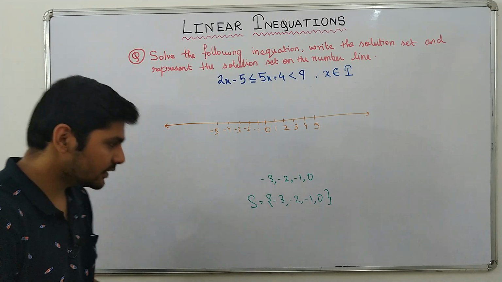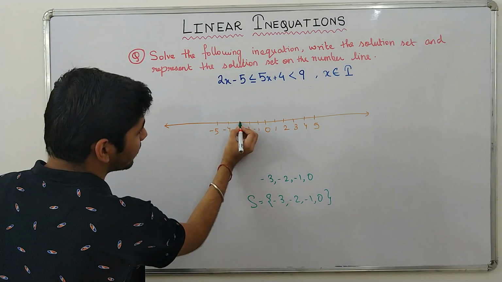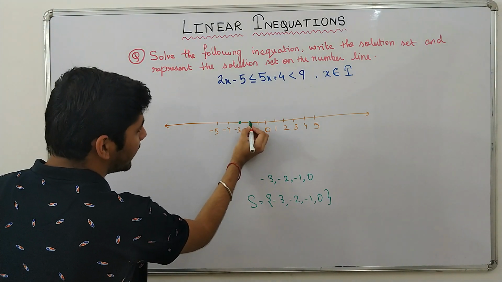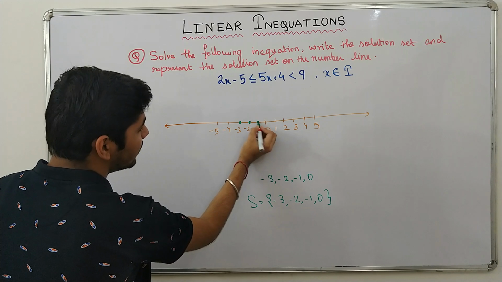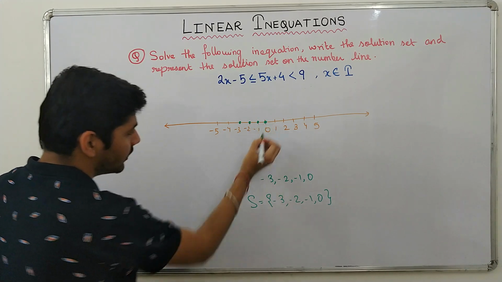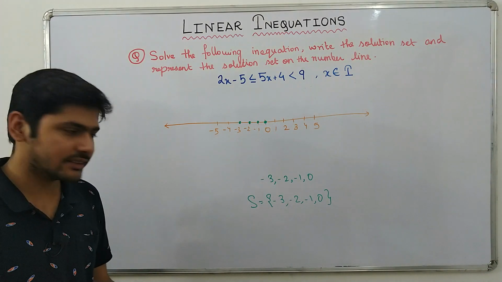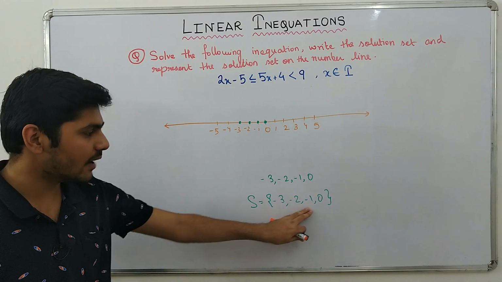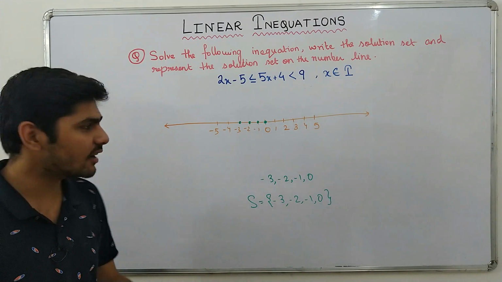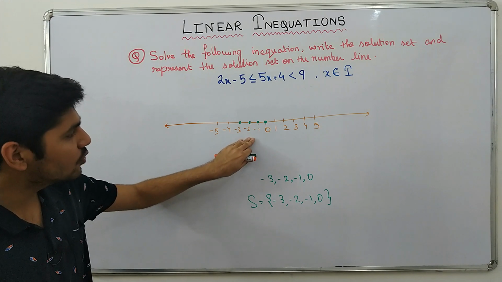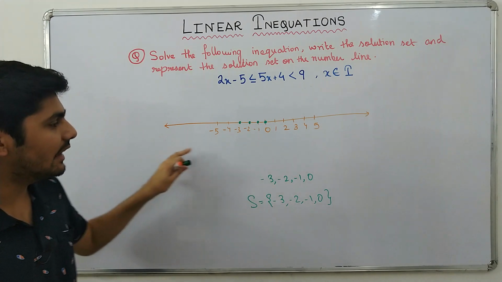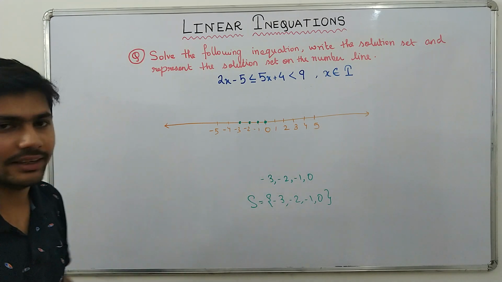So what we will do is, we will just mark minus 3, minus 2, minus 1 and 0, because the possible values of x are minus 3, minus 2, minus 1, 0. So we marked minus 3, minus 2, minus 1 and 0. And this is your number line.